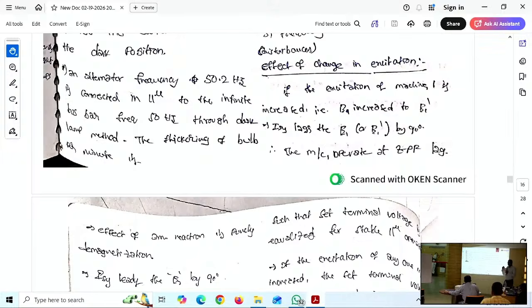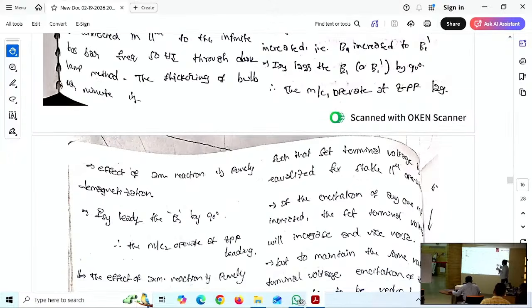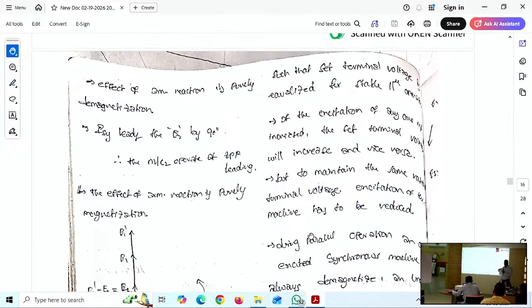Why? Machine 1 is causing the circulating current to flow. Considering it is purely inductive, the synchronous current is lagging behind E1. When machine 1 operates at ZPF lagging, as we discussed previously, the alternator is operating at ZPF lagging. What we concluded from that is that the armature reaction is ZPF lagging.